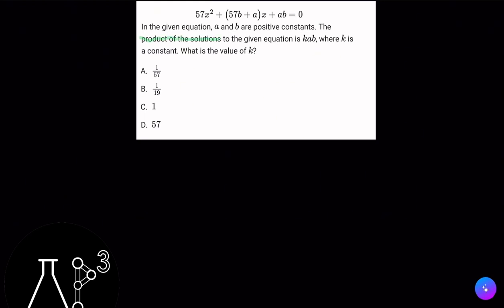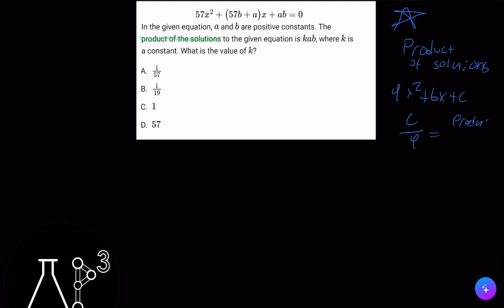And this is where the rule comes in, so this is important. Product of solutions: again, I have a quadratic equation, ax squared plus bx plus c. And how can you look for the product of solutions? If we divide the c and the a value, so c divided by a equals the product of solutions. And it's written in quadratic equation form: 57 is a, whatever is in parentheses is b, and the ab is c.